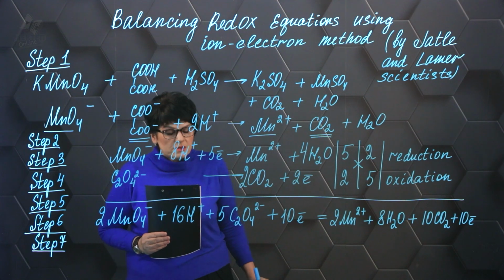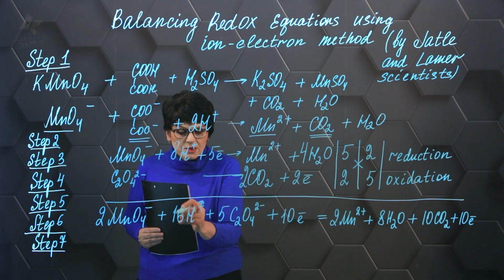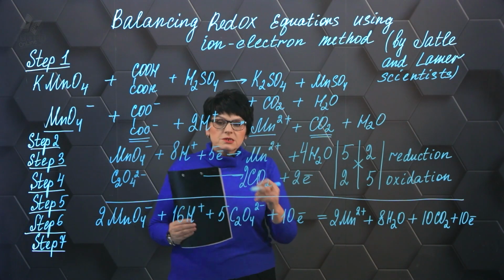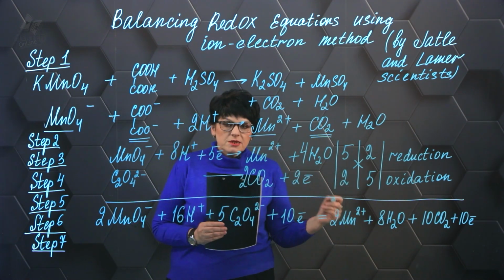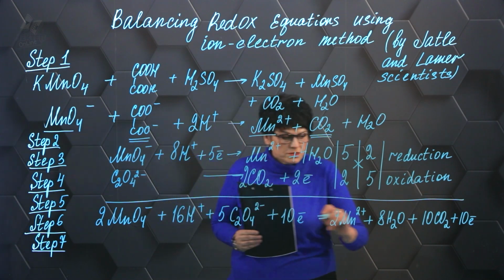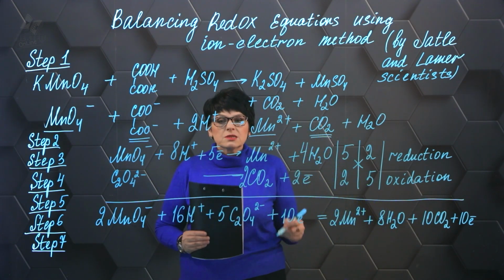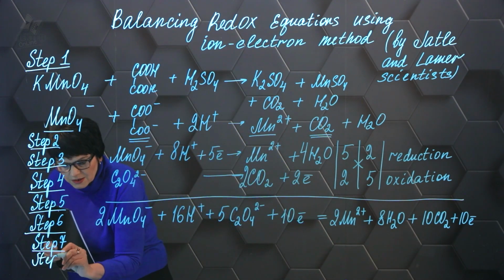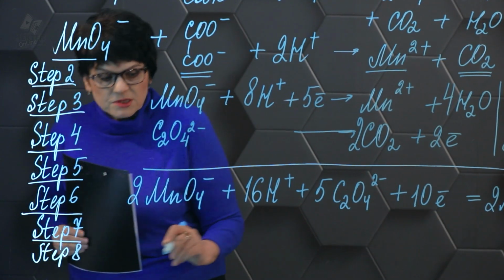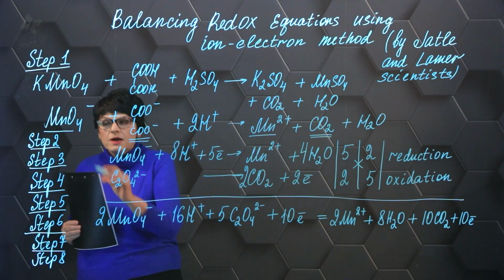Like ones are particles that are the same. In this case, it could be hydrogen, for example, if it were left and right, or water if it were left and right. But as we can see, there are no similar particles here. So this step is missing. And then there's one last thing to do: to transfer our coefficients into the original equation that's been set up.